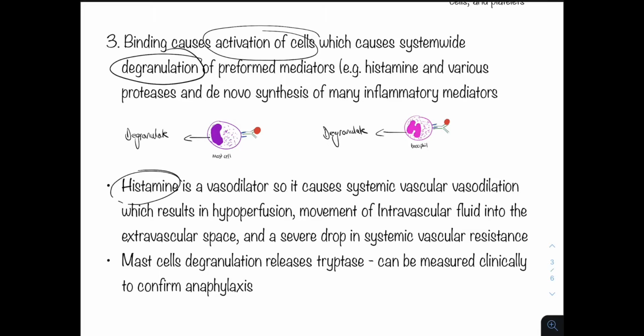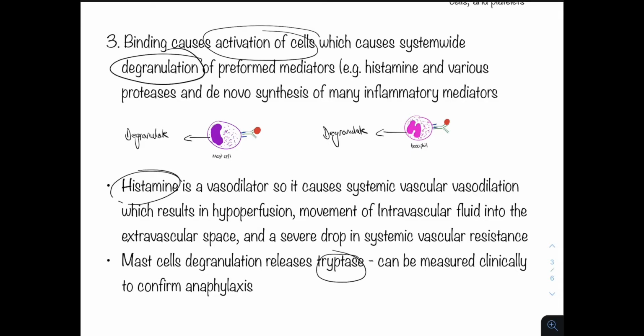degranulate. Importantly, when mast cells degranulate, they release a substance known as tryptase. Tryptase can be measured to confirm a diagnosis of anaphylaxis. Now you can ask, if histamine is released in such vast amounts and is responsible for the majority of the clinical features, why don't we just measure histamine?